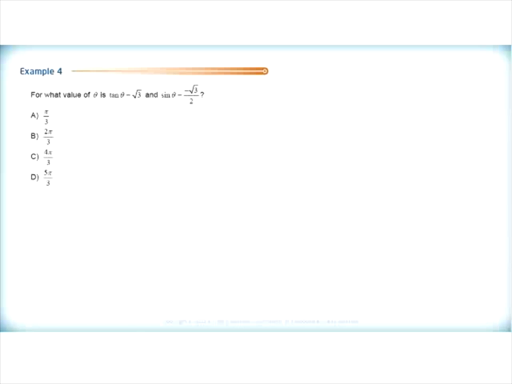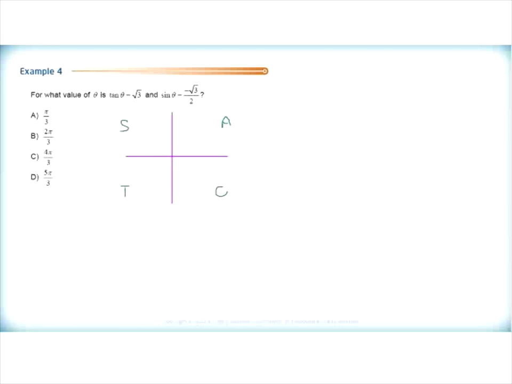Example 4. For what value of theta is tan theta equal to root 3 and sine theta equal to negative root 3 over 2? I would think about, first of all, where is tan positive and where is sine negative? This will narrow it down for us. So let's think about that, using again our CAST rule.